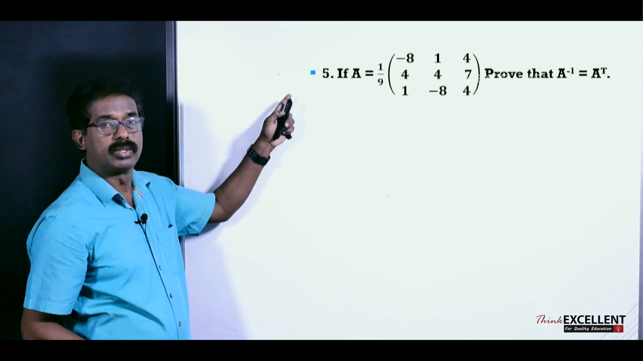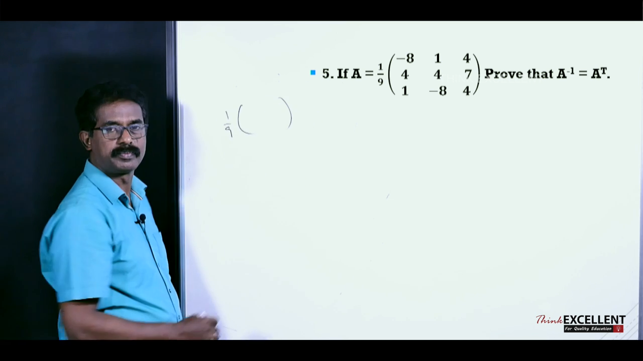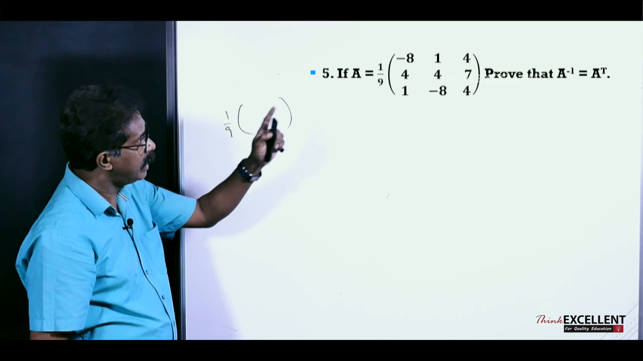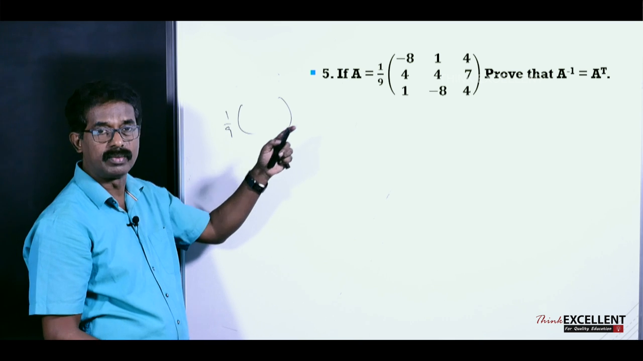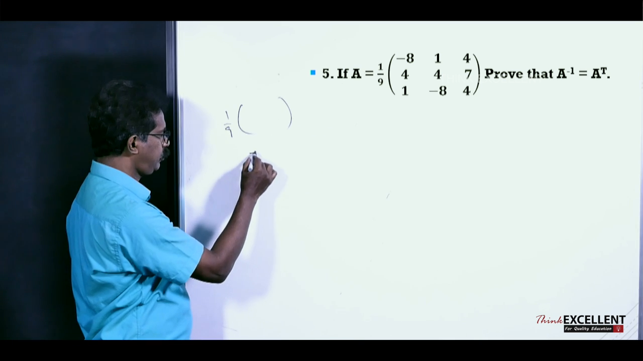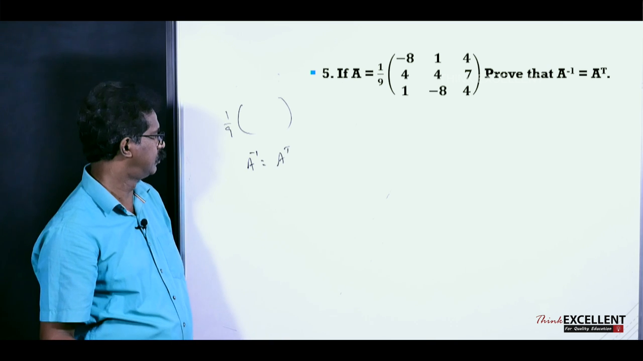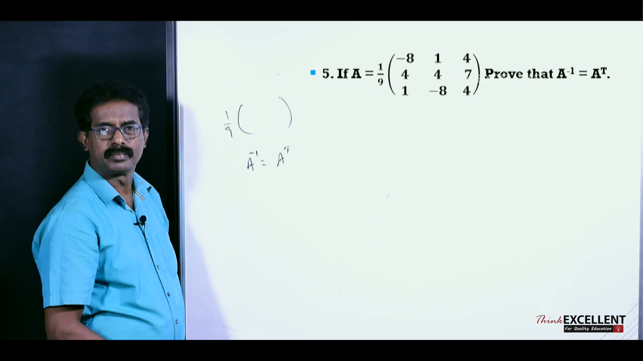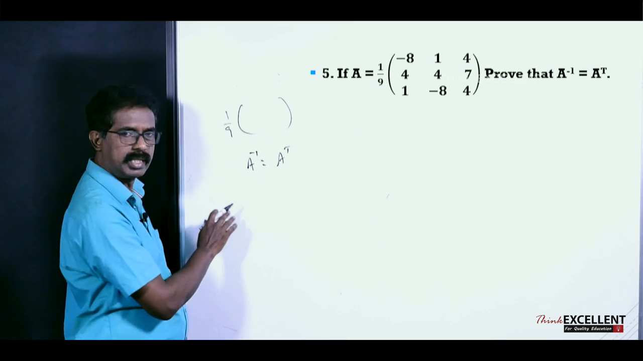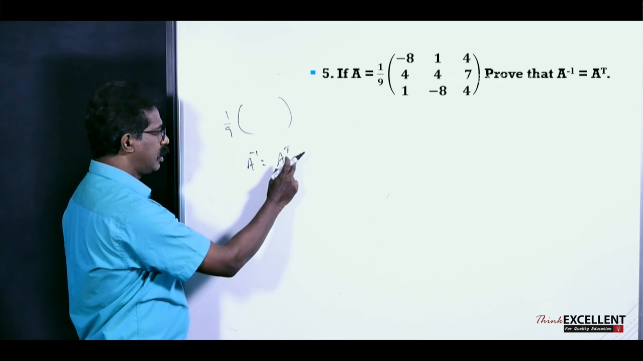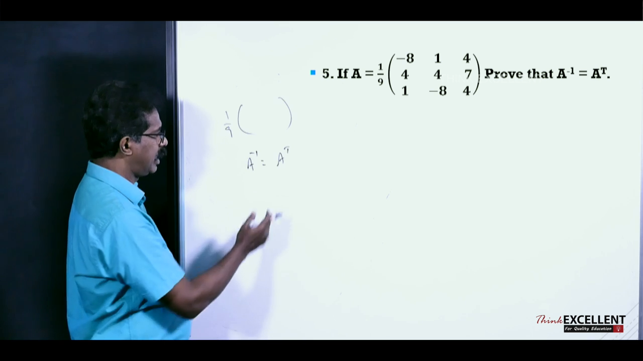If A is equal to 1 by 9 into a given matrix, right? What did they ask to prove? A inverse is equal to A transpose. There are two methods for this question. One method, the direct method: you find A inverse separately. You know how to find A inverse: 1 by determinant A into adjoint A. Then you find A transpose. Transpose also you know.